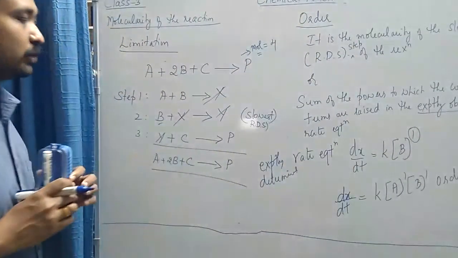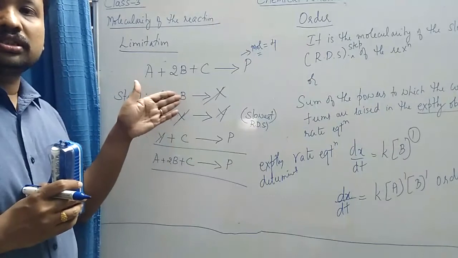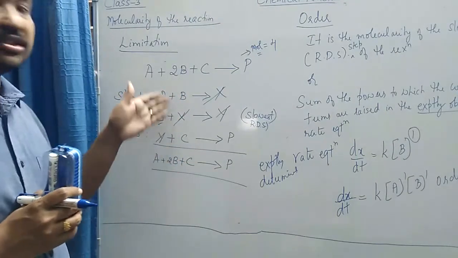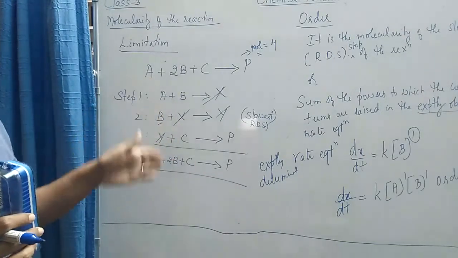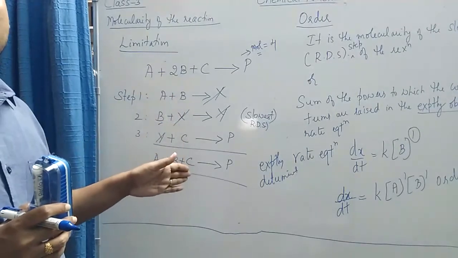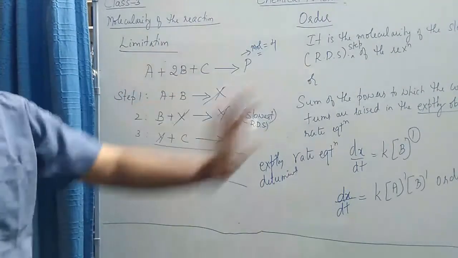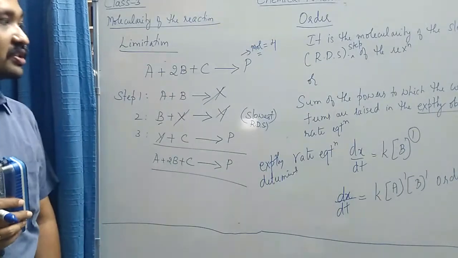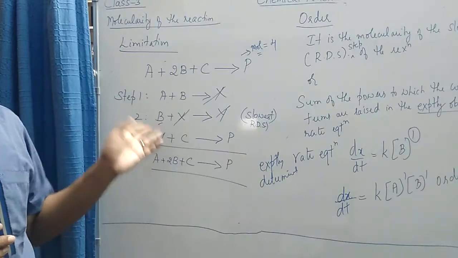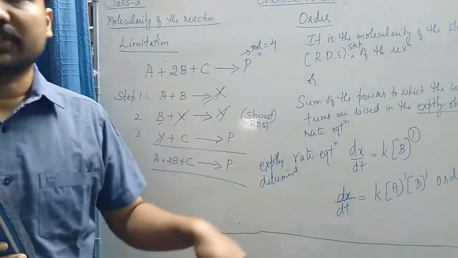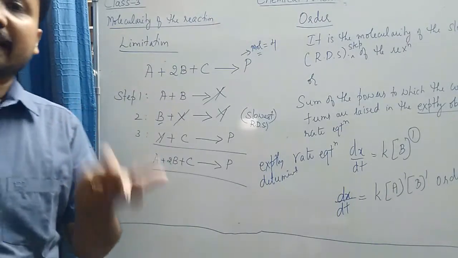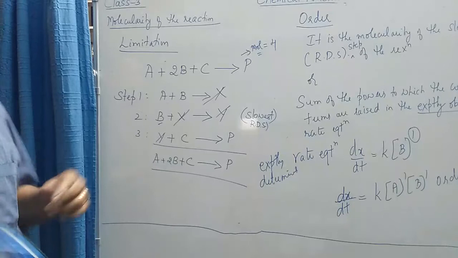Now you should understand one thing. If from some experimental results it is possible to predict the mechanism of the reaction, and from the mechanism you identify which is the slowest step, then it is possible to find out the order of the reaction. The same holds good in the reverse direction also, vice versa. Suppose you know the order of the reaction, you can predict or propose a mechanism for a reaction. How? Let us see.